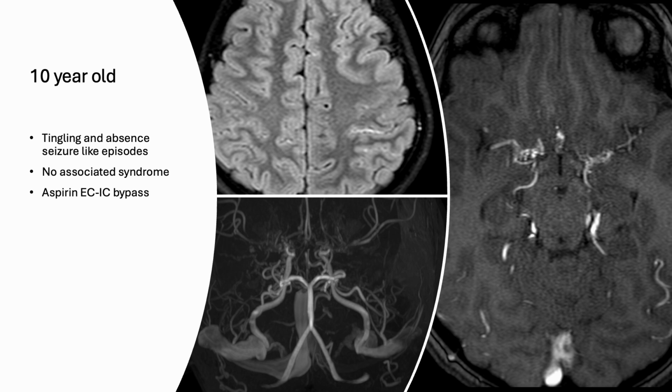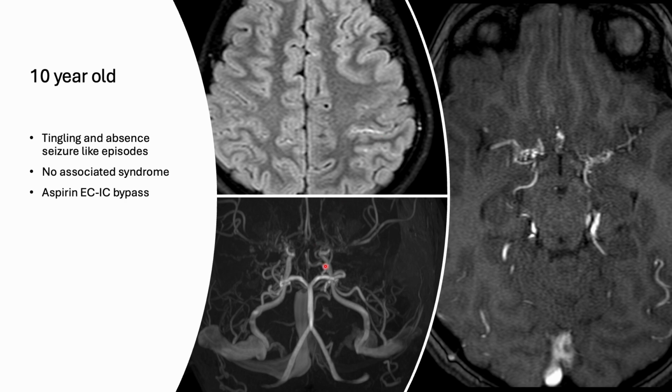Moving on to case 2. So this is a 10-year-old with tingling and absent seizure-like episodes, no associated syndrome at the time of presentation. And as you can see here, they have quite classical features of Moyamoya arteriopathy. So you can see the FLAIR ivy sign, where there is lack of CSF signal suppression on the FLAIR sequences.